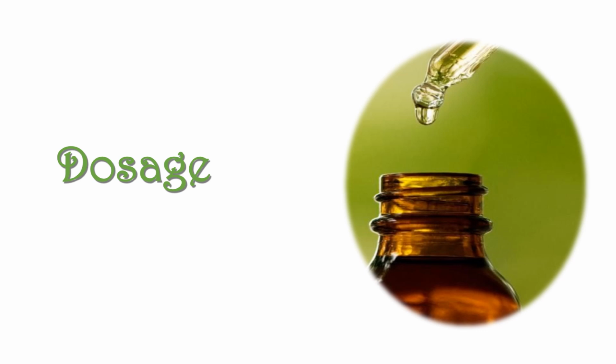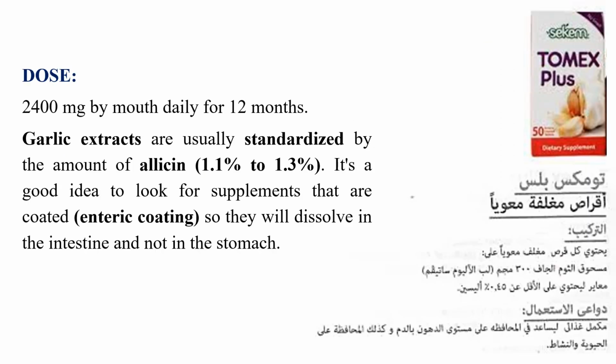Dosage. Garlic is safe up to a certain dose. When we are talking here about the dose, we are talking about the garlic extract as a medicine, not as a food. So it's safe to use the extract up to 2,400 milligrams per day for up to 12 months. Garlic extracts are usually standardized by their amount of allicin, to be at least 1.1 to 1.3 percent.